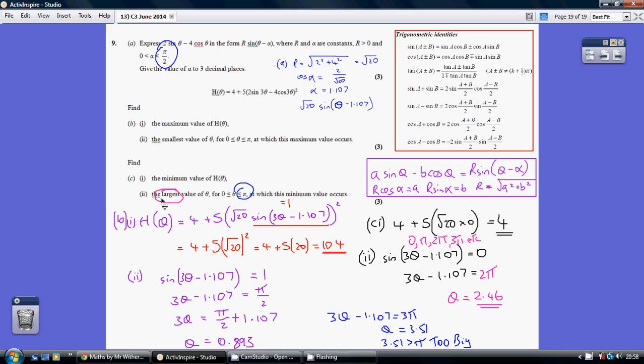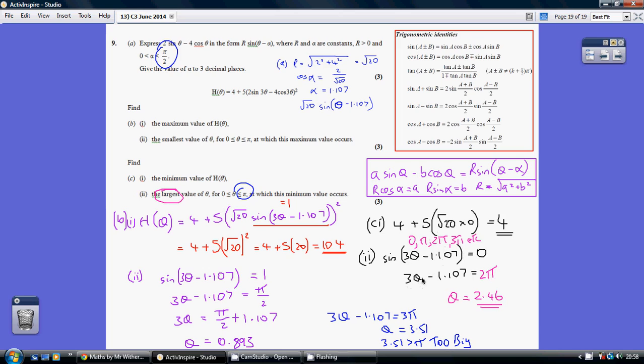Now for part 2, what is the largest value of theta to generate this minimum? So we're saying that we need this sin to be 0. So sin(3 theta minus 1.107) equals 0. Now there are many values that when we sin we get 0. We've got 0 or pi or 2 pi, 3 pi or what have you. We need to take the biggest one that gives us a solution for theta which is less than pi. So in a way I think just by trial and error I've realized that it's 2 pi.